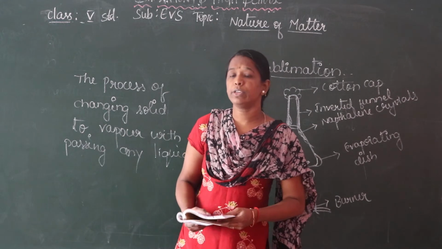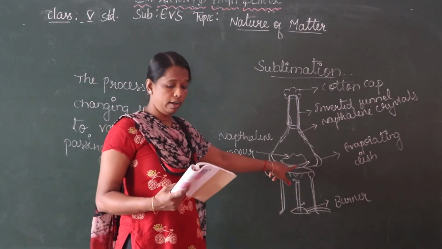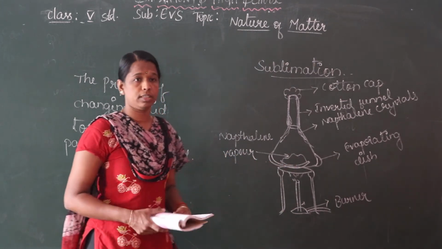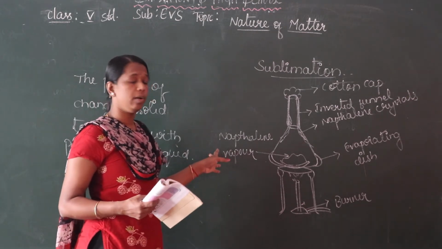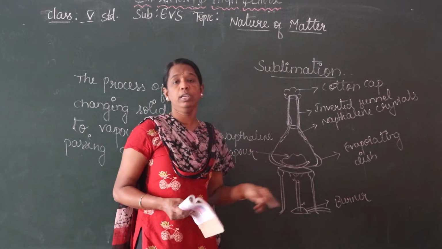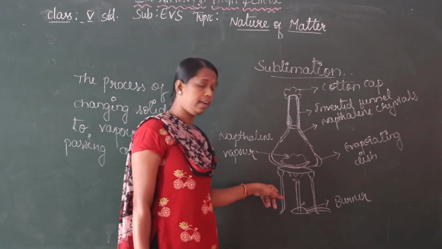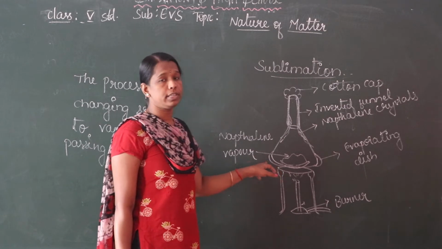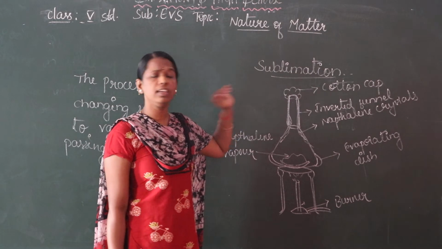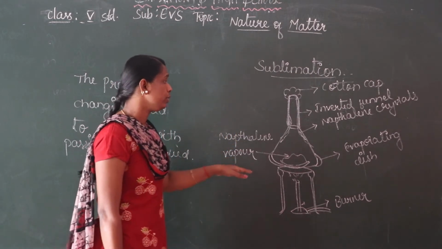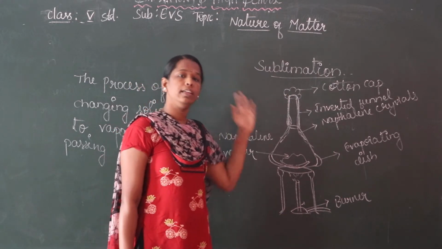Okay children? So here we use camphor or iodine, or it may be naphthalene balls. We have to use either iodine or naphthalene balls. So here I will once again explain the procedure. Here we take a tripod stand, Bunsen burner, evaporating dish, conical flask, and an inverted funnel. Why do we use the inverted funnel? So that the vapors are collected. That's why we use the inverted funnel here.